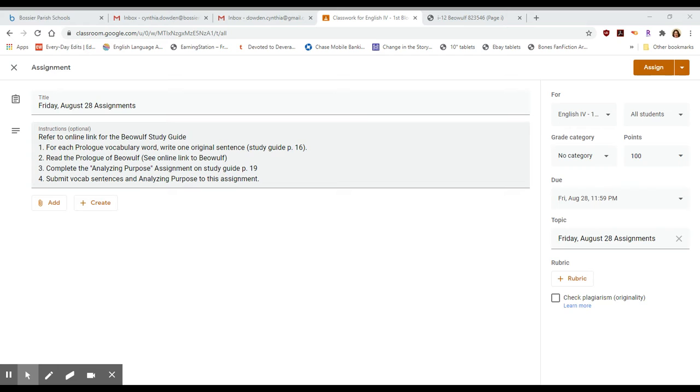Notice that it's telling you you're going to need two things. You're going to need the link to Beowulf that is in Google Classroom so you can read the actual information, the actual book. And then you're going to need the Beowulf study guide, which you also have an assignment for or a link to in Google Classroom. So you're going to need to refer to both of those things. All right, so let's go to the study guide.